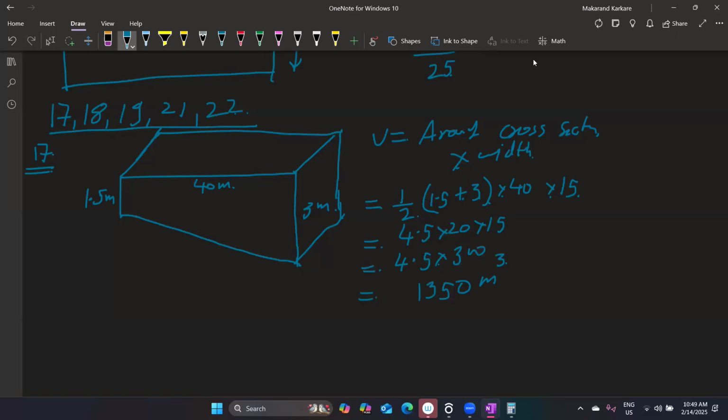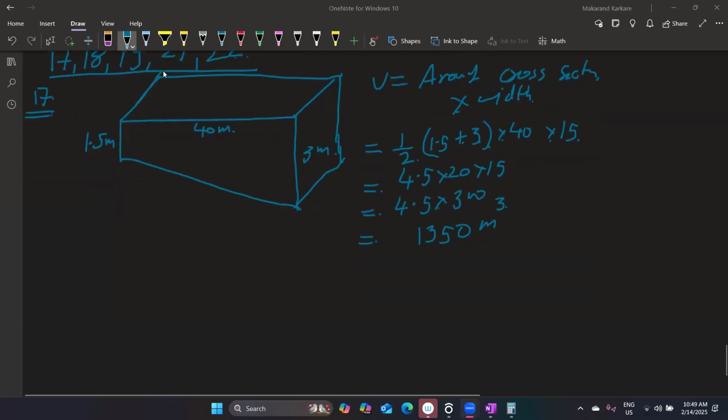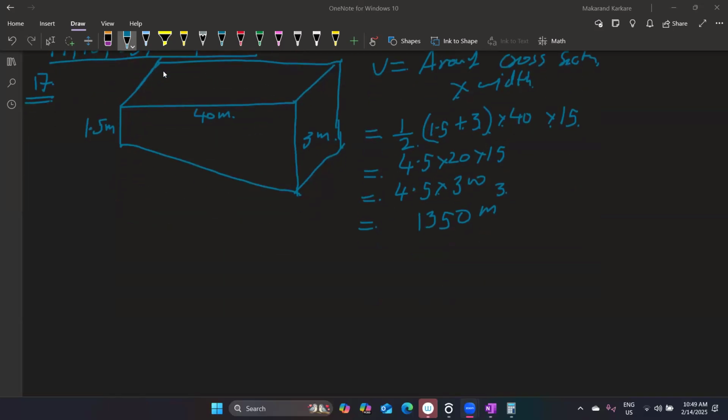But that's not the answer they have asked for. They have asked for how many liters. Okay, read the question carefully. So water required is equal to 1350 into 10 raised to 3.